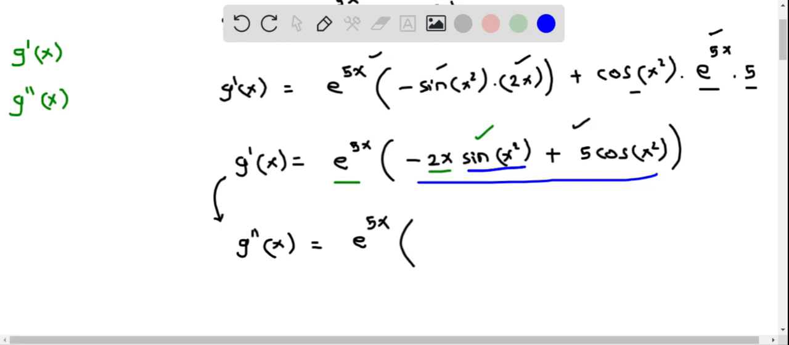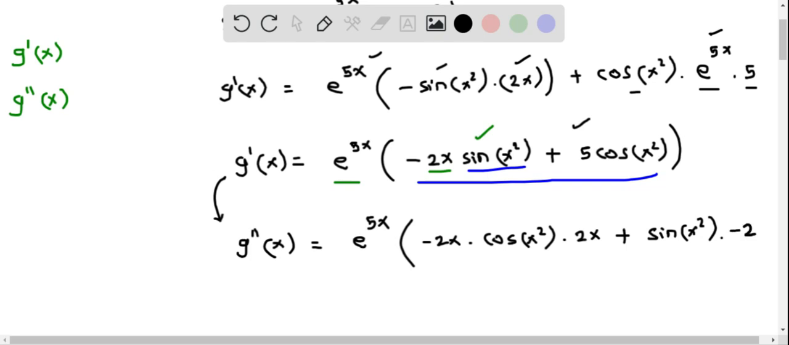So first, let's find the derivative of negative 2x sine x squared. So first, I put the first one as the negative 2x, and then multiplied with the derivative of sine of x squared, which is cosine x squared, and then applying the chain rule, we find the derivative of x squared, which is 2x. So we found the derivative of sine of x squared. Now applying the product rule, we write the second, that is sine x squared, and then multiply this with the derivative of negative 2x, which is negative 2. So now we have done the derivative of negative 2x sine x squared.